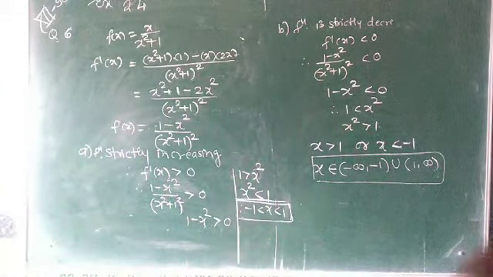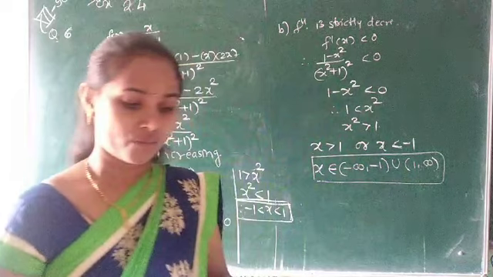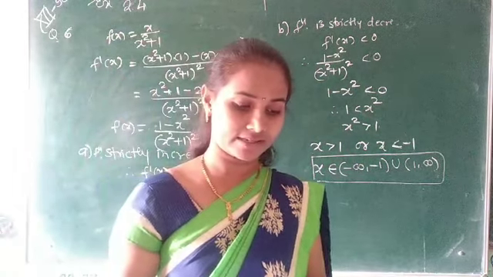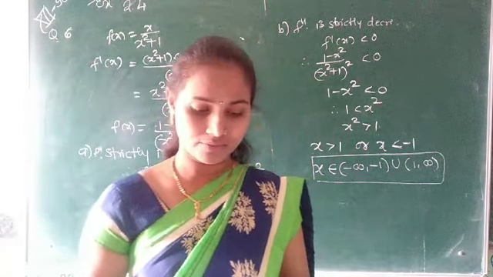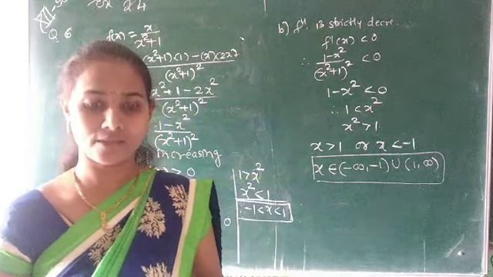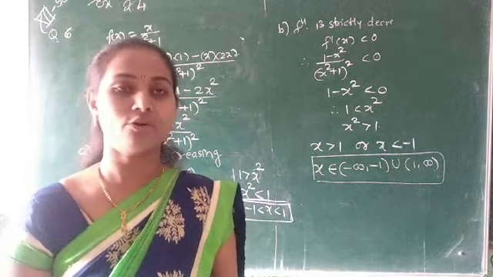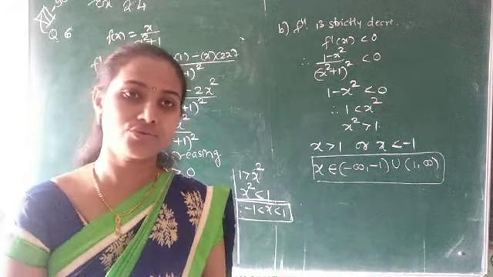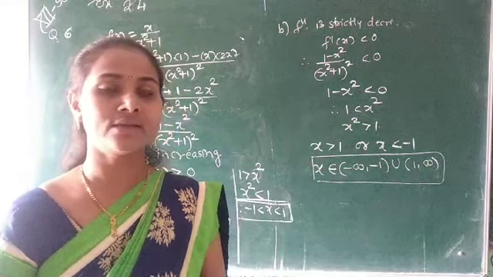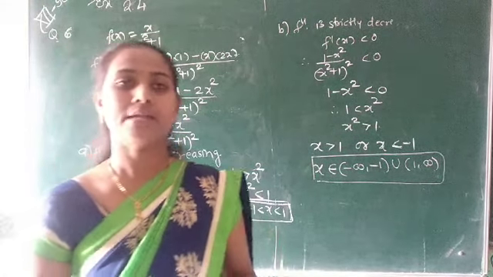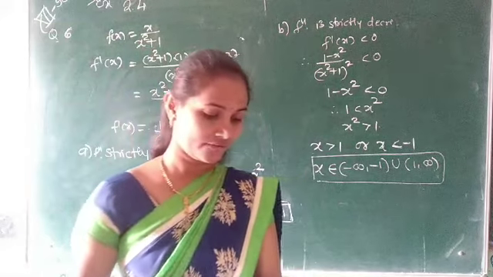Now, we see question number 7. Show that the function 3x plus 1 upon 3x is increasing in 1 by 3 comma 1 and decreasing in 1 by 9 comma 1 by 9. Here we have been given the possible values of x, but we have to show that the function is increasing on the given interval and the function is decreasing on the given interval.